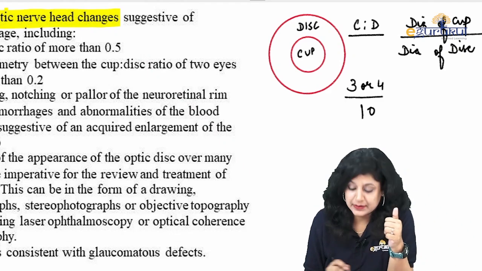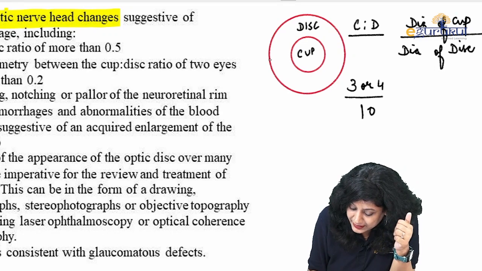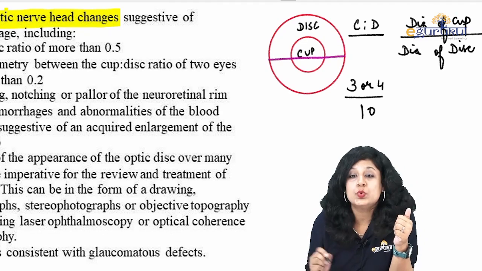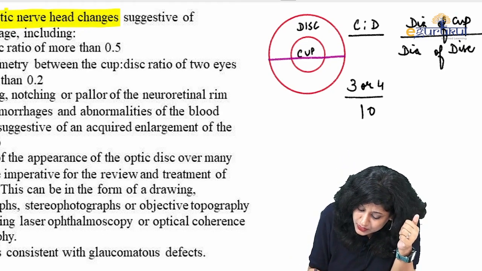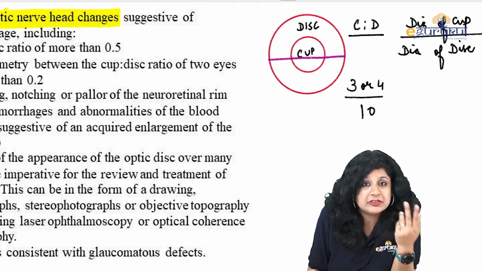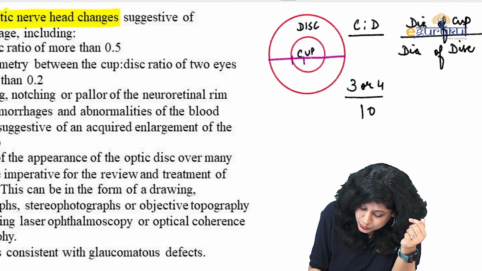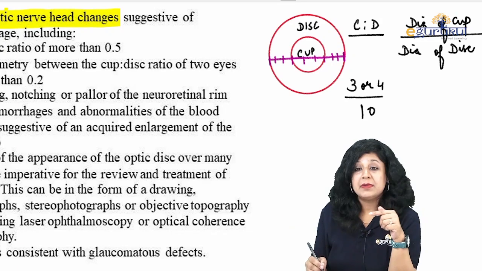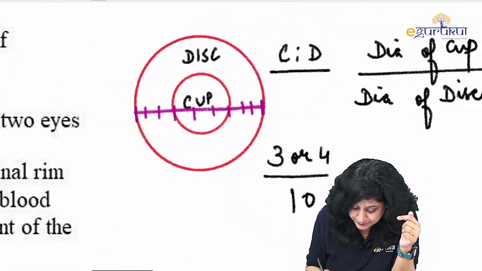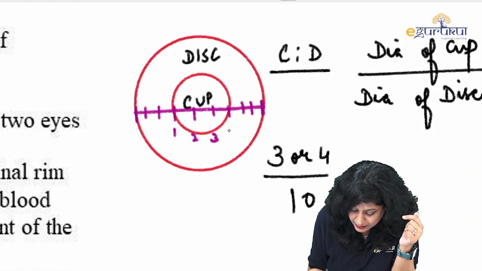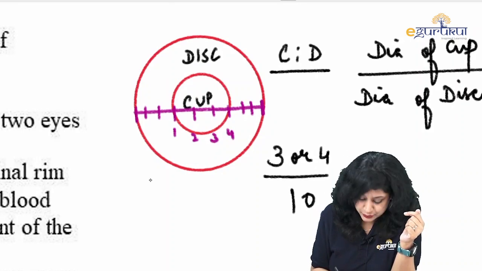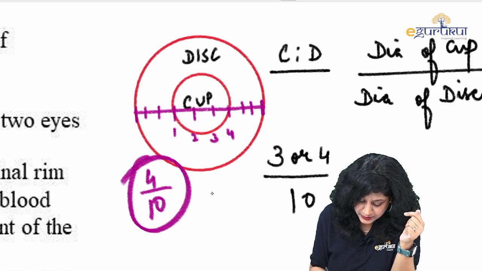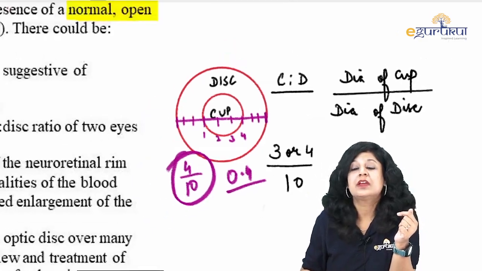Now what does this mean? That means if I divide this whole of the disc into 10 parts, out of this, cup will occupy only 3 parts or 4 parts. 1, 2, 3, 4. Right? 5, 6, 7, 8, 9 and 10. So that means, can you see how many parts are there? We have got 1, 2, 3 and 4, and total is 10. So this is 4 by 10. So this becomes 0.4. So it could be 3 or 4.